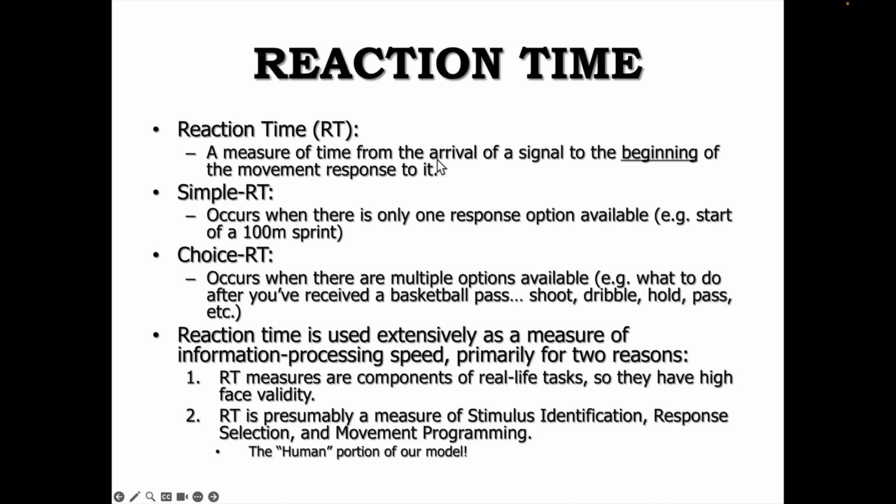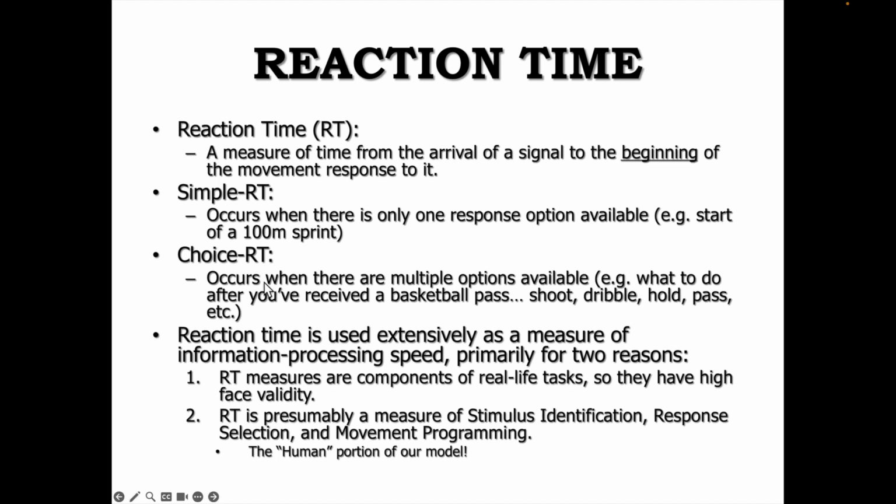So reaction time, again, is a measure of the time it takes from the arrival of the signal to the beginning of the movement response to it. And with reaction time, we've got two different categories: simple versus choice reaction time. Simple reaction time occurs when there's only one possible response available. For example, at the start of a 100-meter sprint, we hear the gun go off, and our only choice to respond is sprinting straight ahead.